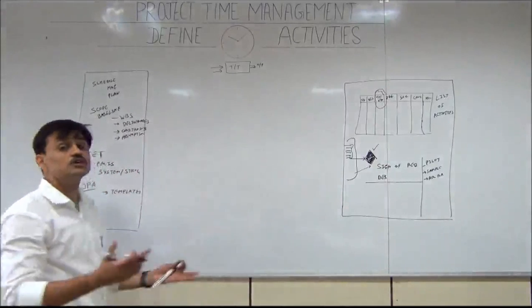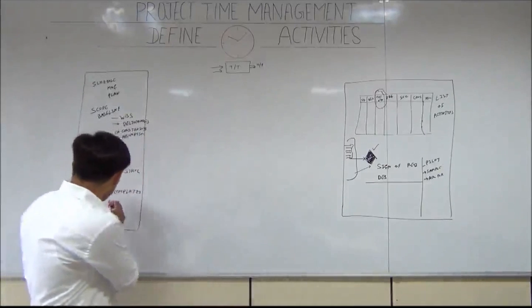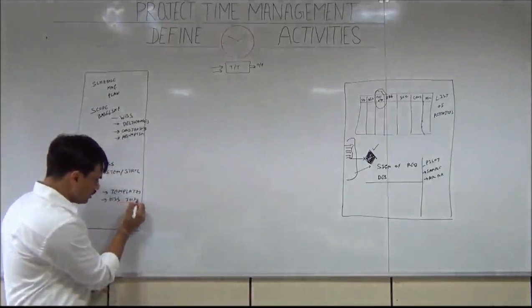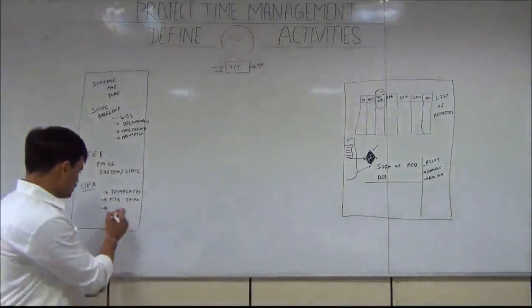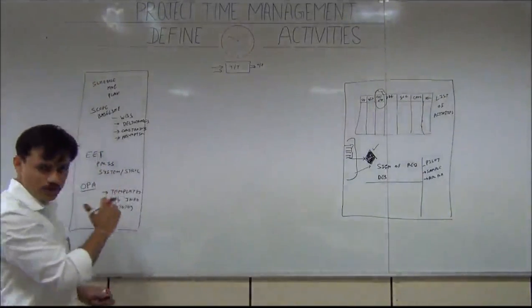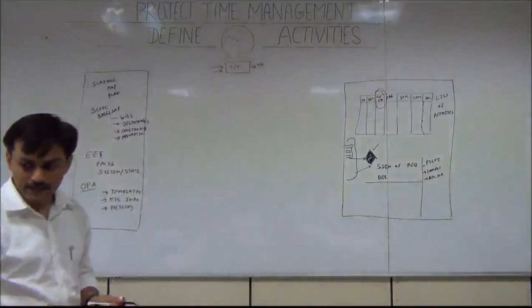We can also get historical information. So we can pick some similar type of project and see how activities were defined there. So we get historical information from here, and we also get policies related to defining the activities. They remain more or less the same, but here the focus is more on defining the activities.